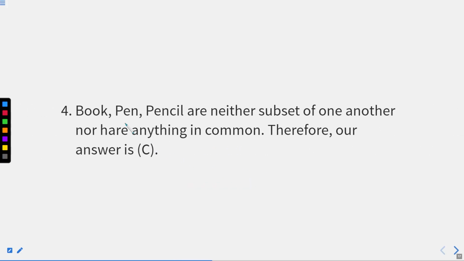Now, fourth, book, pen and pencil. You know, book is something to read. Pen is something which has ink in it. Pencil is something which has a graphite solid in it, right? So they are totally different, right? So we know that if this is book, this is pencil and this is pen, they have nothing in common. So this represents this particular Venn diagram. I hope this part is clear.